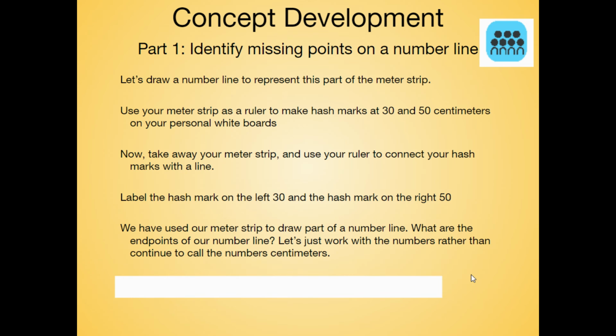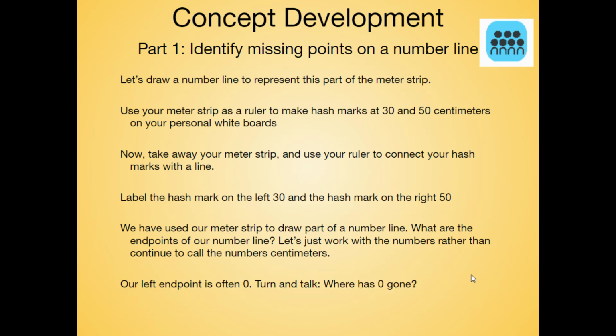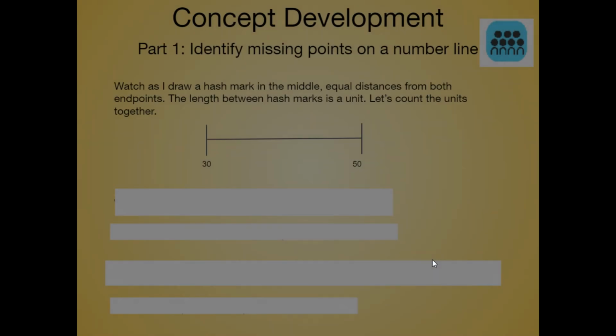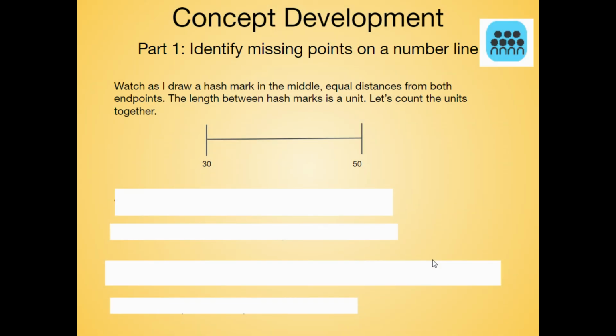We use our meter stick to draw parts of the number line. And remember, our endpoint is often 0, but now it is gone because we are only going to use a section of the number line. So yours should look something like this. All right, take your time and draw it and make sure you have a number line like this.